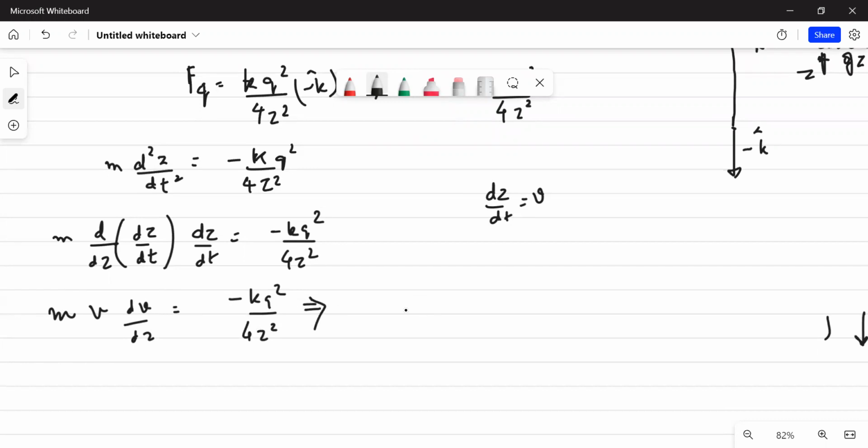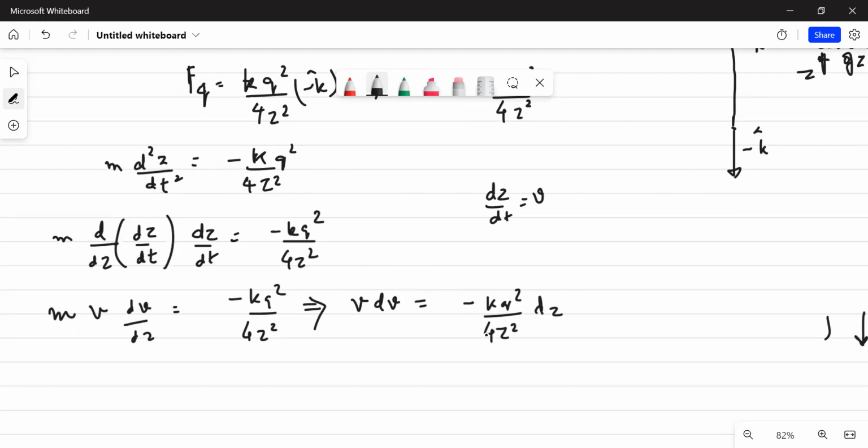Now you can see that if I try to integrate this, I'll get the speed. Why am I not using the term velocity? Because I've already taken the directions into account, so don't worry about it. In one dimension there can be only two directions, and I've accounted for that by putting this negative sign here. So this will be v dv equals minus kq square upon 4z square dz.